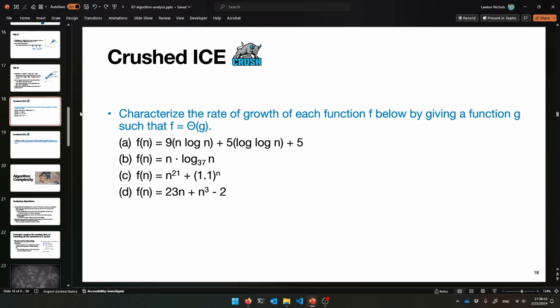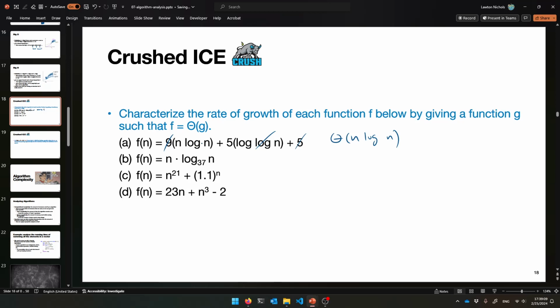Well, let's do a. Taking the log of a log and a 5, those are smaller terms than an n times a log, right? And then you have a 9 out in front of that, and just drop the 9. So the rules just work. This is big theta of n log n.